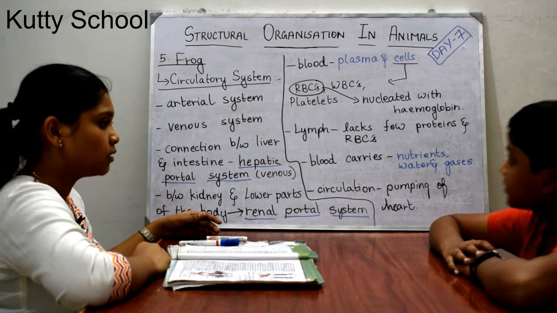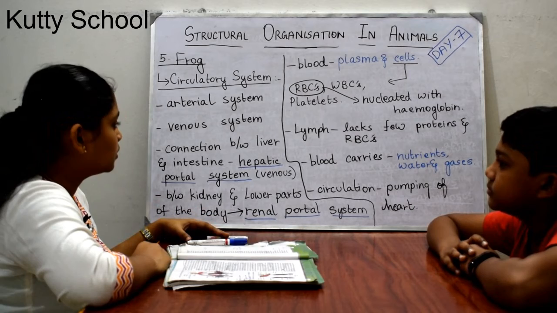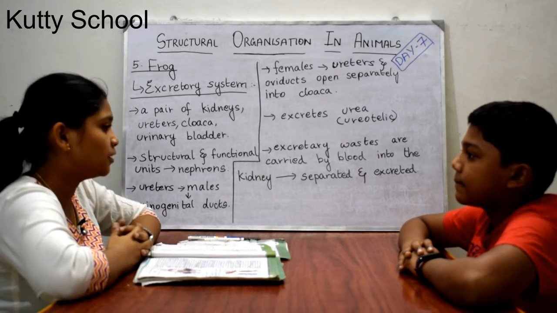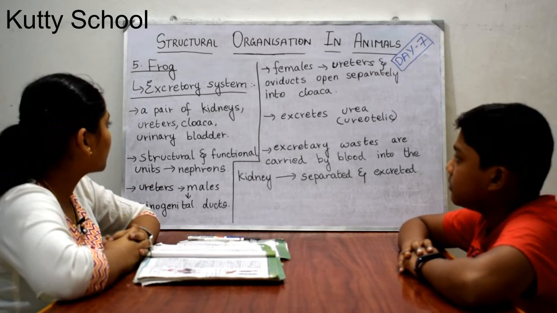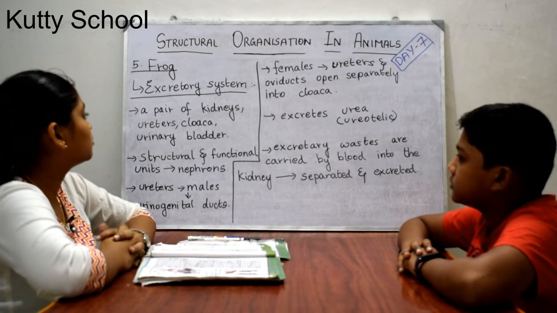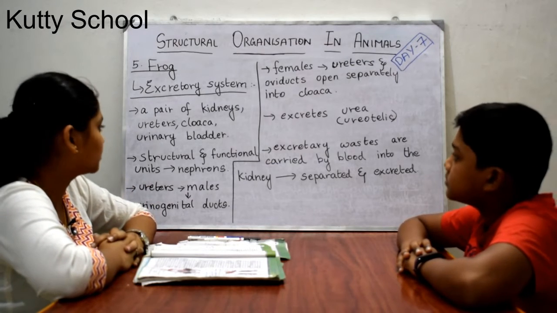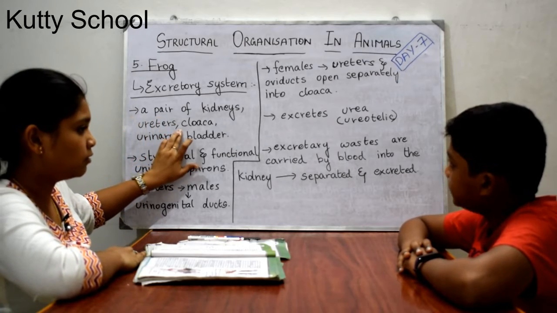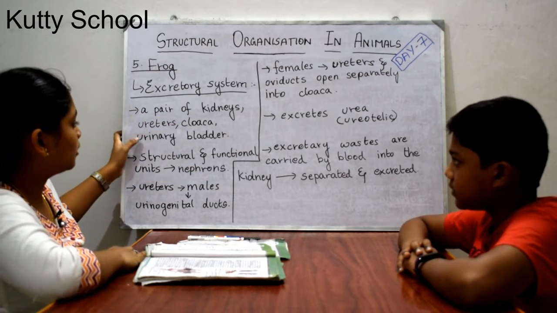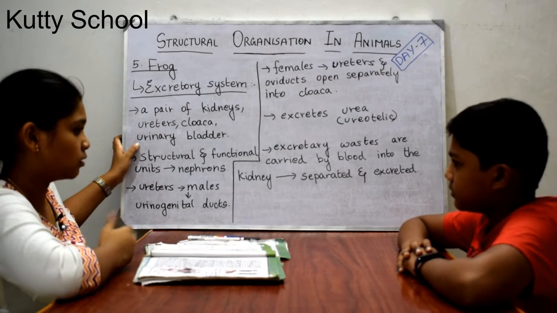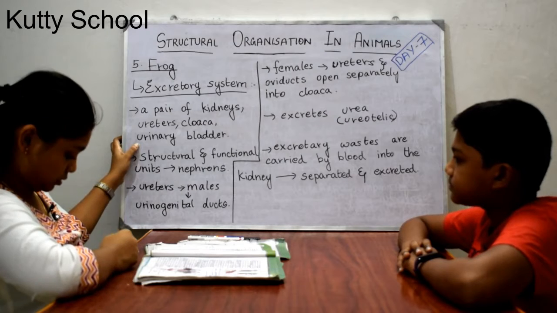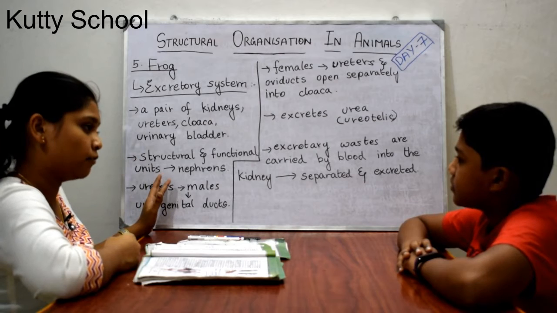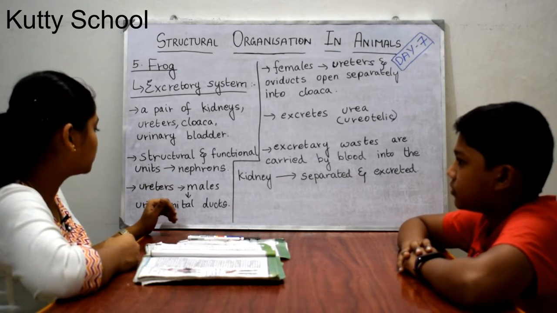Next we see about the excretory system in frogs. So now we are going to discuss the excretory system in frog. It is composed of a pair of kidneys, a pair of ureters, the cloaca, which is a common chamber, and the urinary bladder, which is in front of the cloaca. The structural and functional units of kidneys are nephrons, like in humans.